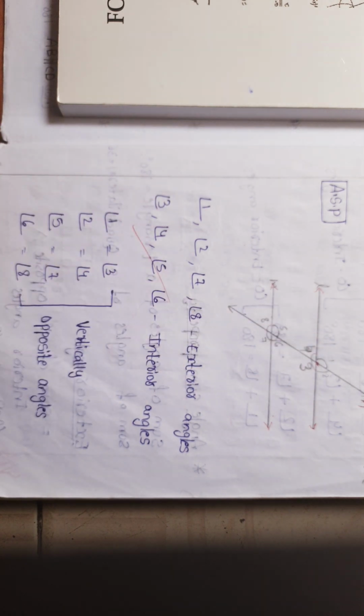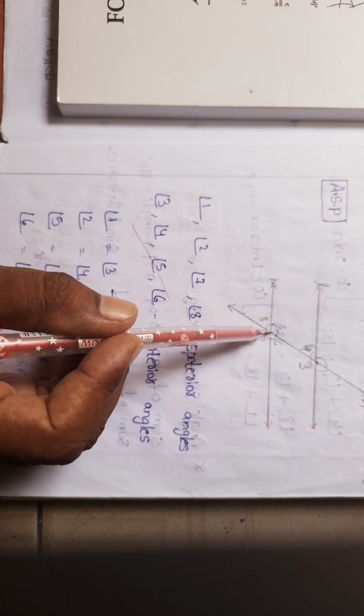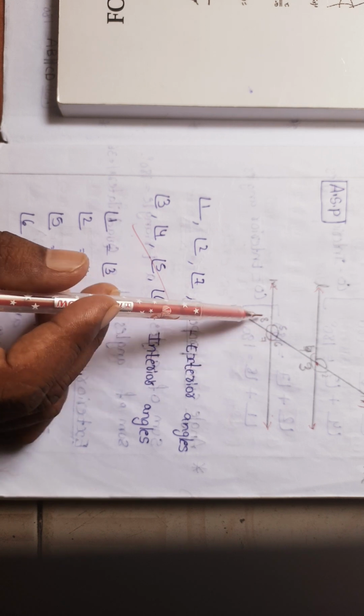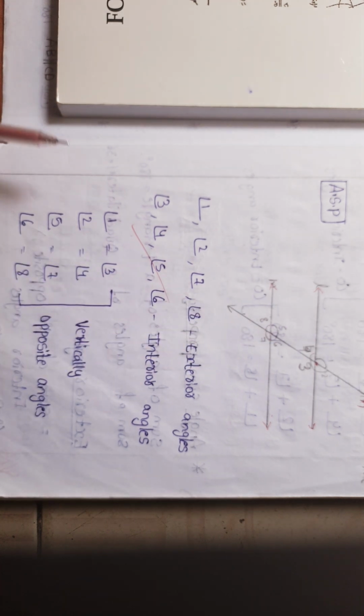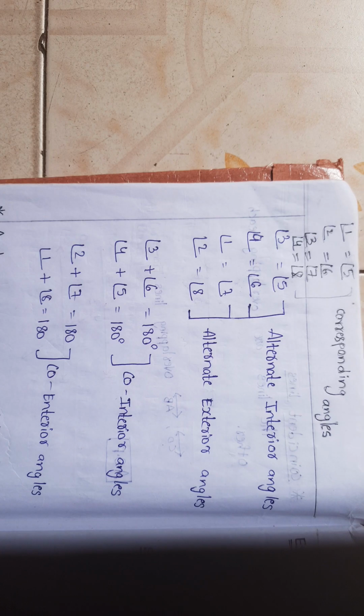Downside, there are another two pairs: angle 5 is equal to angle 7, and angle 6 is equal to angle 8. These are also vertically opposite angles because downside there is a vertex here. 5 is opposite to 7, and 6 is opposite to 8. That's why those are called vertically opposite angles, which are equal in value.